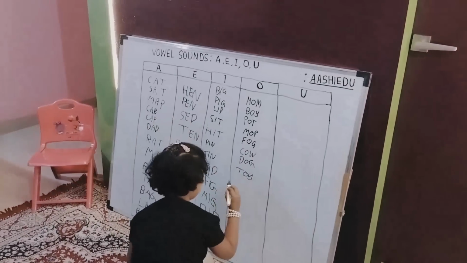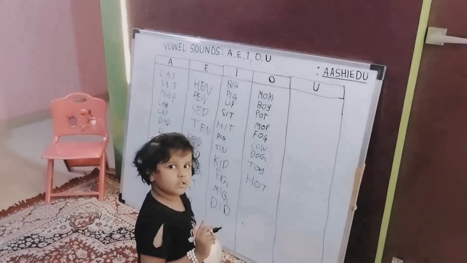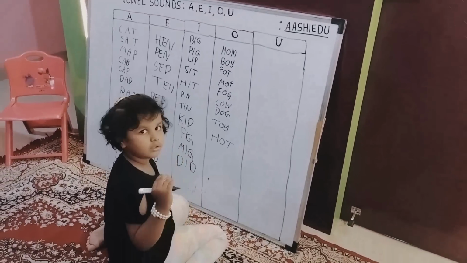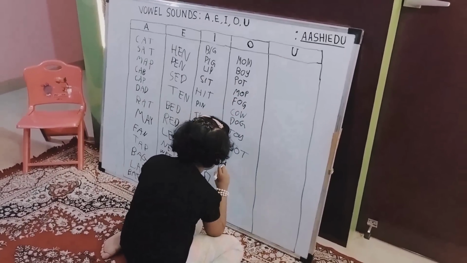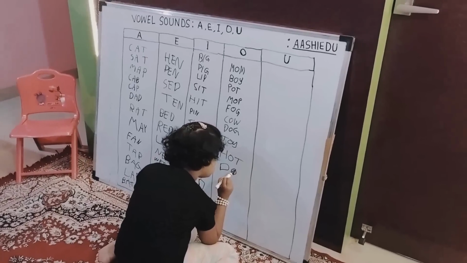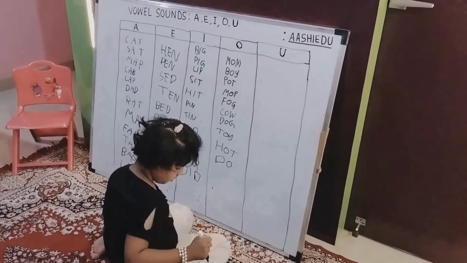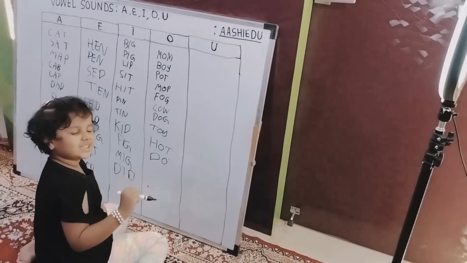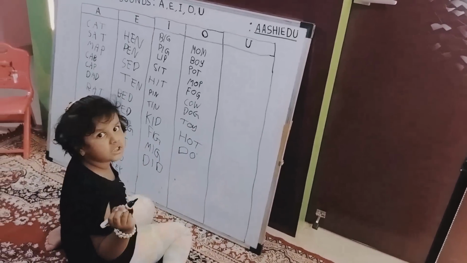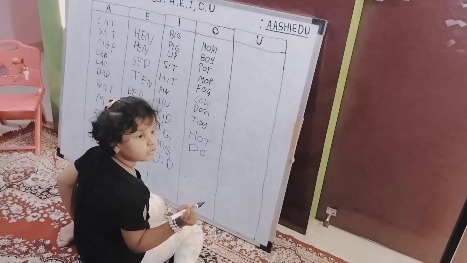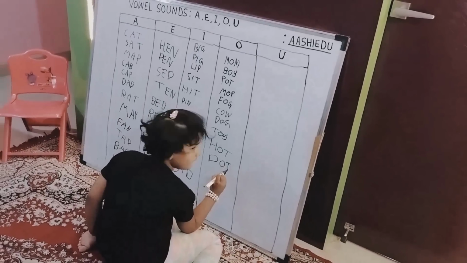Hot. H-O-T. Hot. Next one, pot. Dot. D-O-T. Dot.